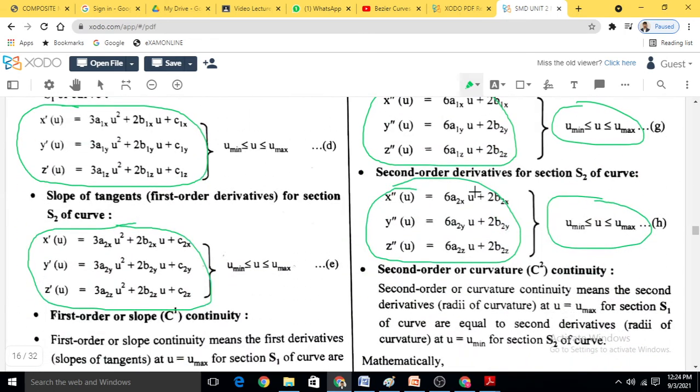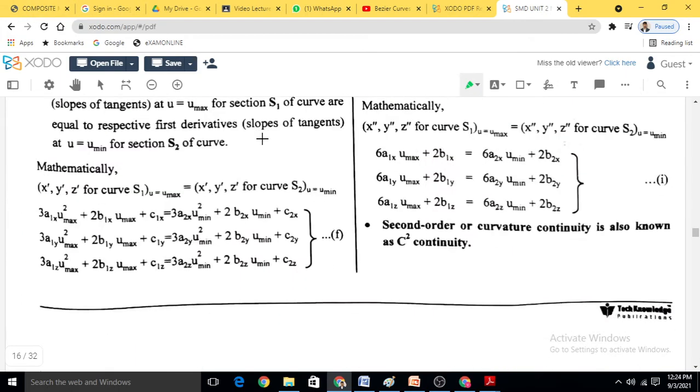So these are the three main continuity conditions. The first one is zero order, called position continuity; first order continuity, called slope continuity; and second order continuity, called curvature continuity.